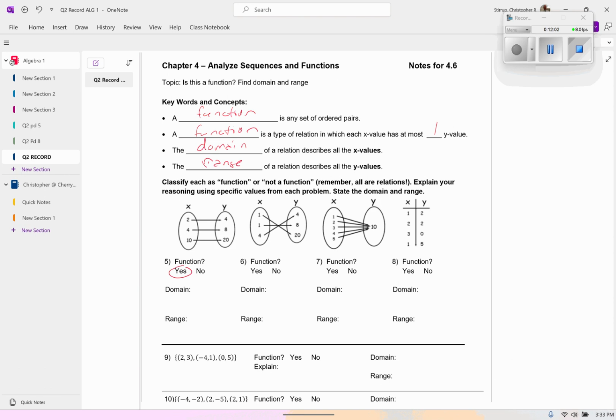Do any of these y's repeat? No. But look at this. 1 goes to 10, 2 goes to 10, 3 goes to 10, 4 goes to 10, 5 goes to 10. Is this a function? No. And then 1 goes to 2, 2 goes to 2, 3. Oh, wait, these repeat, so this is not a function.